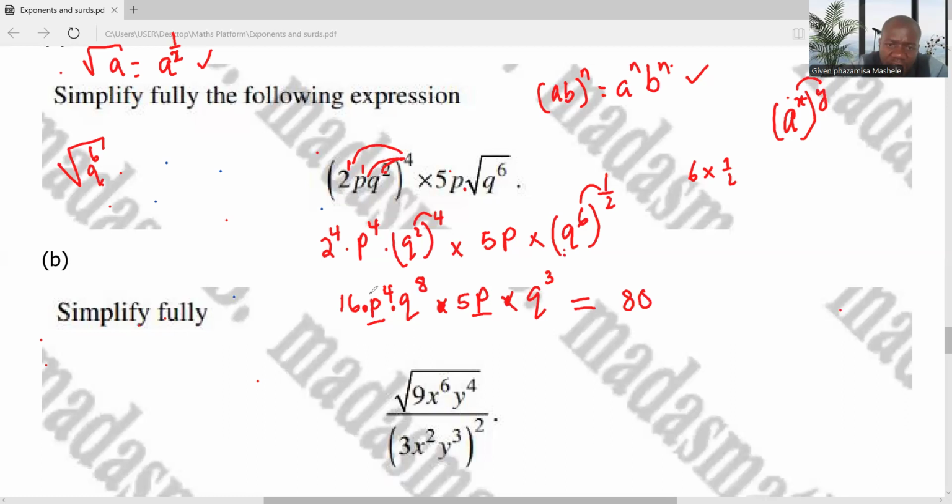Everything is multiplication, then the bases are the same for p. We take one base and we add, so it's going to be 4 plus 1. For q, the bases are the same, we take one base and we add, so it's going to be 8 plus 3. And this gives us 80 p to the exponent of 5, q to the exponent of 11. So this is the answer.